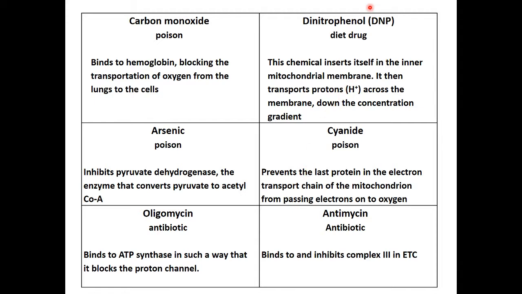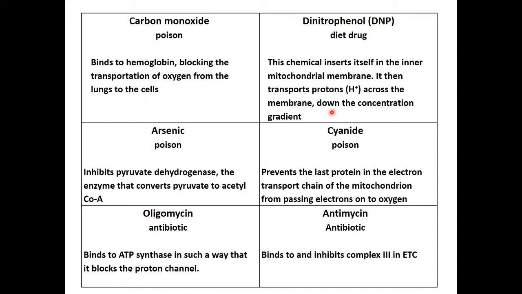Now, DNP is a very interesting chemical. There used to be a diet drug called Fen, and the active ingredient is DNP, and DNP works by destroying the proton gradient. The way it works is it inserts itself into the inner mitochondrial membrane. It's kind of like a channel or a hole. You can say it makes pores or holes in the inner mitochondrial membrane.